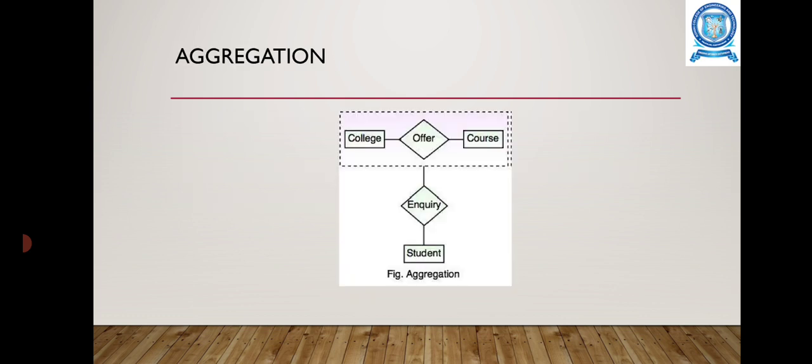This is the example for aggregation. A college offers courses for students. Here the student inquires about the particular course at the particular college. This is the aggregation, a single entity that processes two entities.